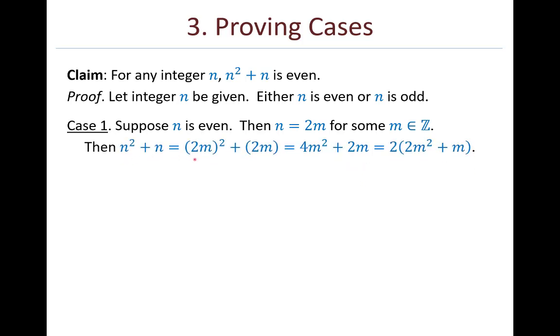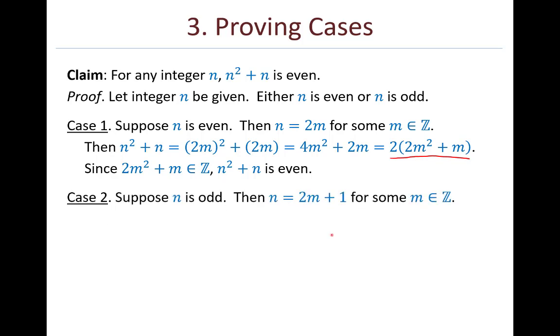Then n squared plus n equals, I substitute the 2m for n, do some algebra, and at the end we end up with 2 times an integer. Since the 2m squared plus m is an integer, then n squared plus n is even. What about the other case? Case 2, suppose n is odd. Oh, and by the way, this suppose is often a good way to begin your cases.